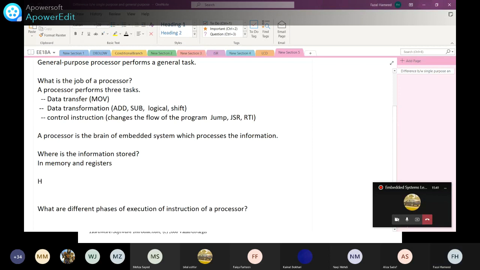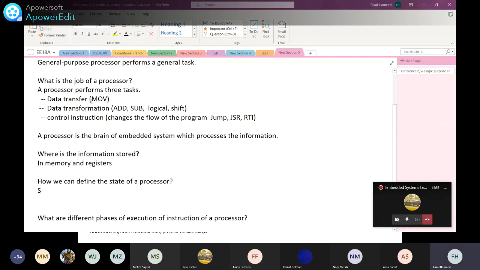How do you define the state of a microprocessor? The state is defined by the content of registers and memory at any particular instance or time.